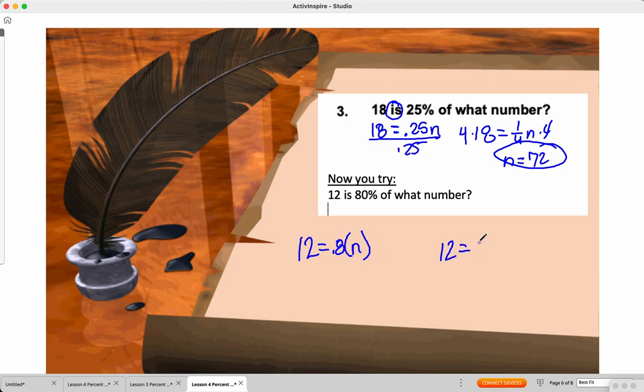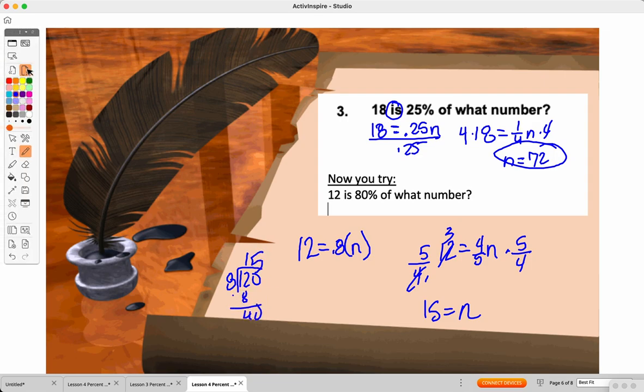12 is equal to 4/5 or 8/10, it's up to you, of n. Either way, when you multiply, I'm going to go ahead and do it as a fraction because I find that much faster. I cross-reduce down to 3 and 1. 15 equals n, and that's the exact same case I get here. I just end up getting 120 divided by 8, and I get 15. So I've got lots of ways to do it.